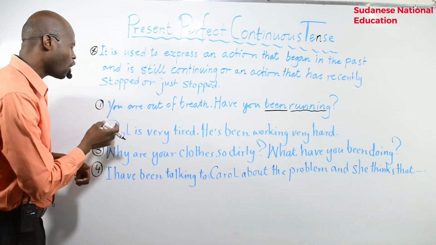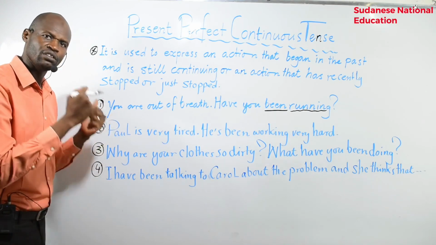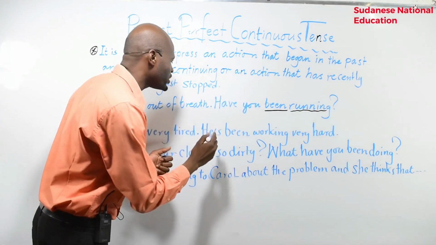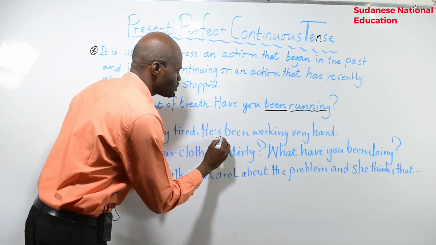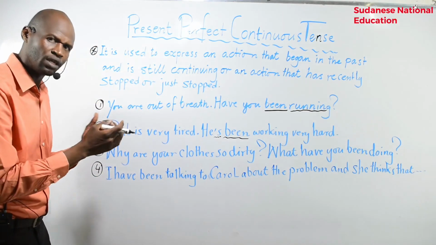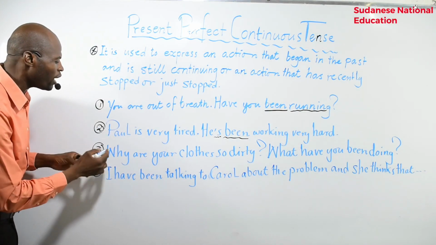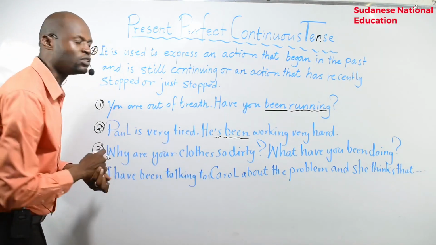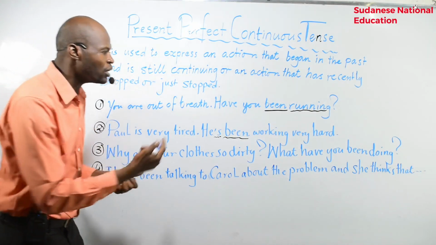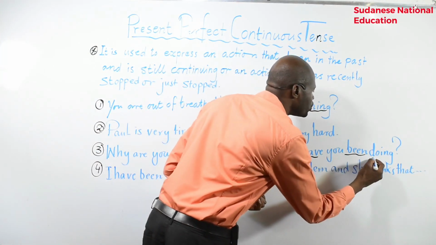Number two, Paul is very tired. Now, Paul is very tired, but he's not working. He's been working very hard. He's means he has. He's been working very hard. He stopped working, but he's very tired. Number three, why are your clothes so dirty? Your clothes are so dirty now. So we ask the question and say, what have you been doing?